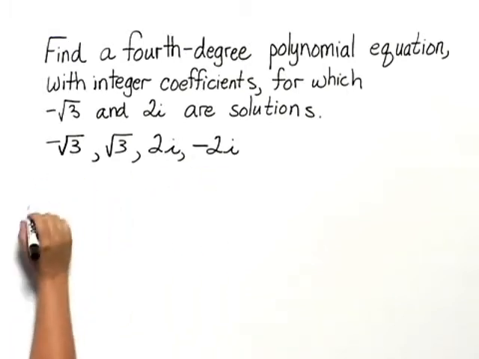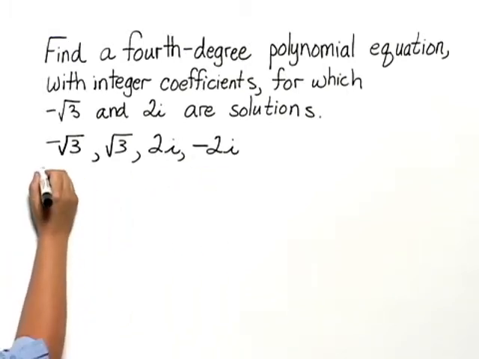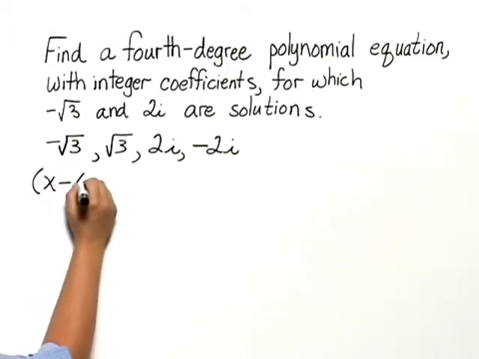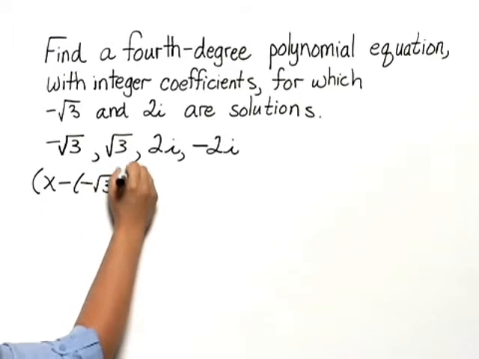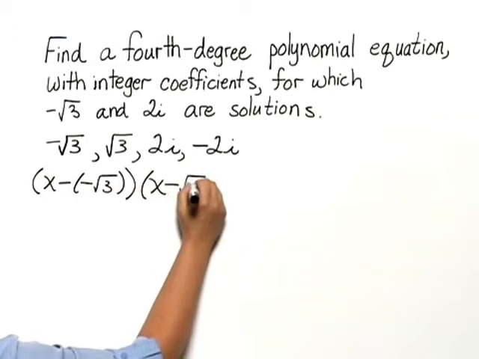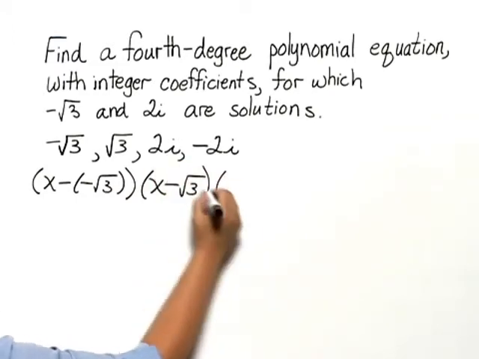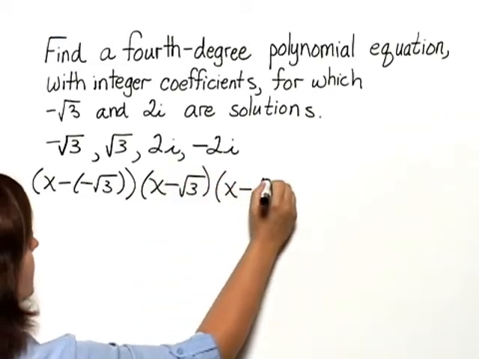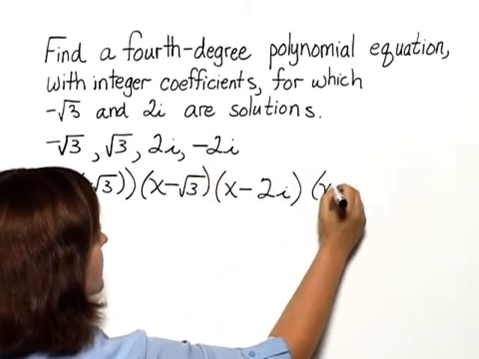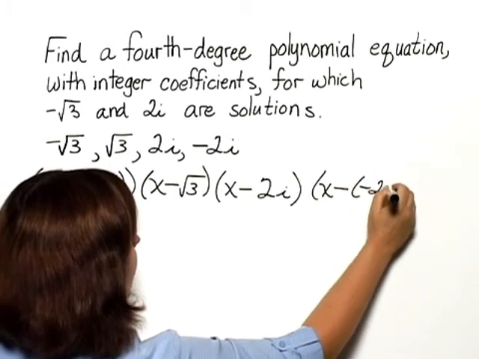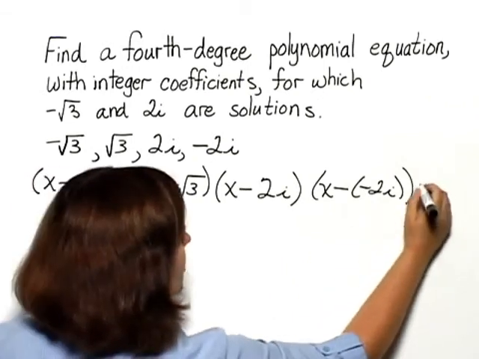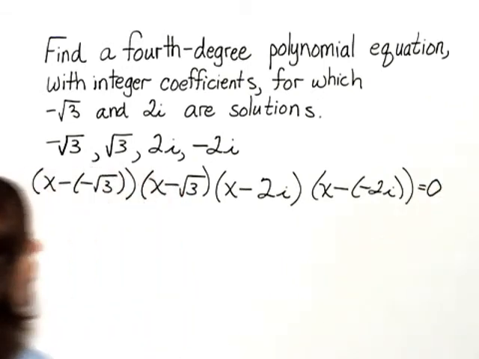Each of these corresponds to a factor. Negative square root of 3 would correspond to x minus negative square root of 3. Square root of 3 would correspond to x minus the square root of 3. 2i would correspond to x minus 2i. And negative 2i would correspond to x minus negative 2i. And this would be equal to 0, which would give us a polynomial equation.